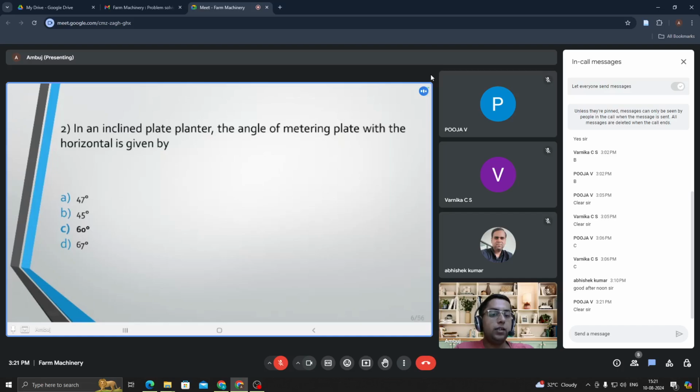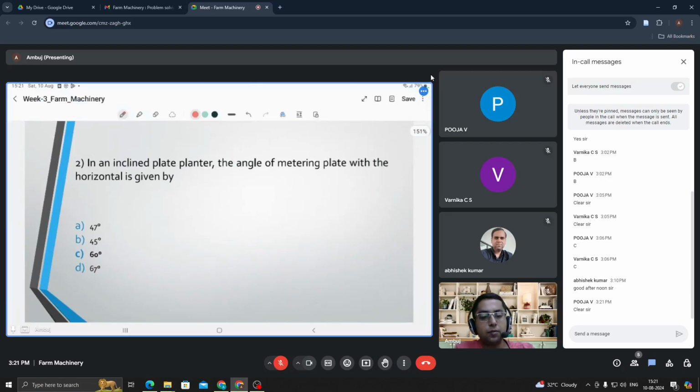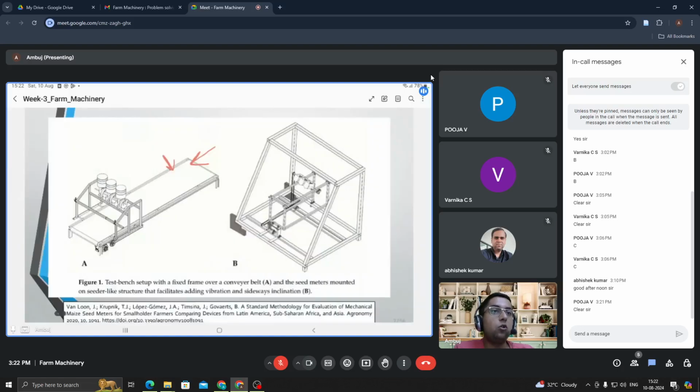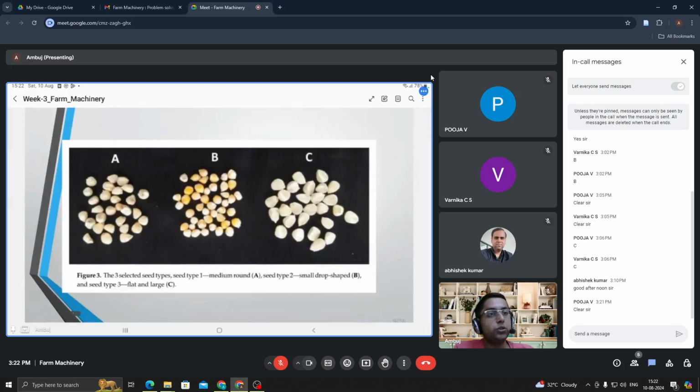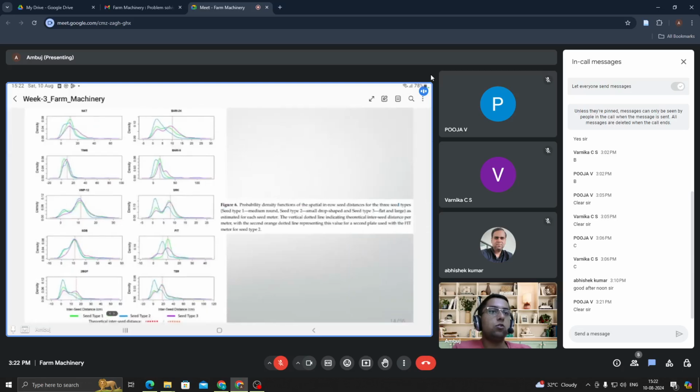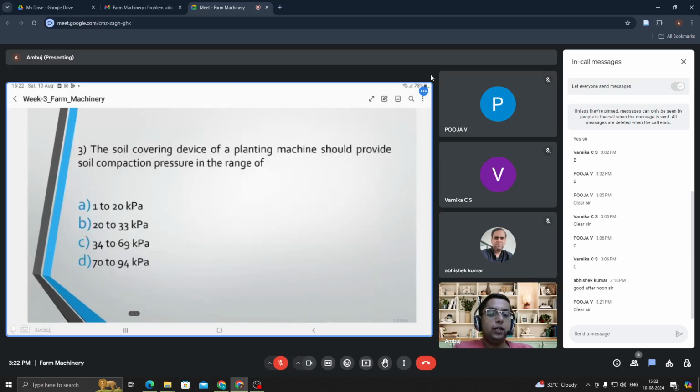In an inclined plane planter, the angle of metering plate with horizontal is given by 60 degree. This was the question. Pooja is saying she is clear. Great. After the class is over, I upload the slides. Please go through them. That will give you another wholesome picture: what was the question, what is the explanation, and how to approach a particular question. We'll revise all the concepts, then it will be more clear to you. Let us move forward.